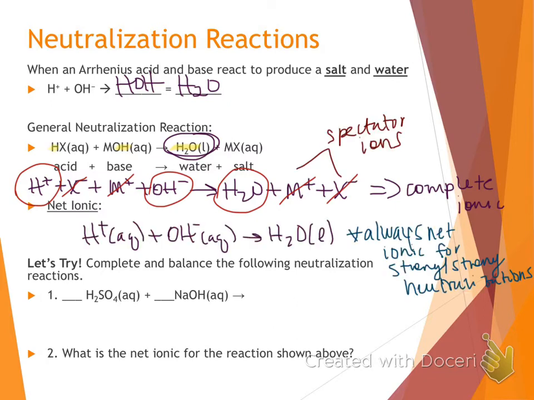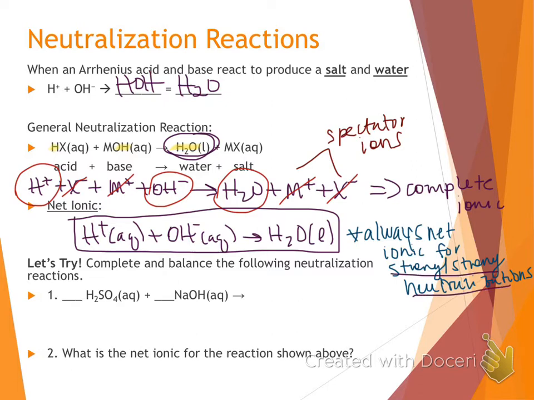When we write out that net ionic equation, we do need to make sure we are including our states of matter. And lastly, this will always be the net ionic equation for any strong neutralization reaction. So let's look at one more example here. We want to complete and balance the following neutralization reaction here. Well, it's a double replacement reaction. Our H and OH minus are going to come together to form our water.